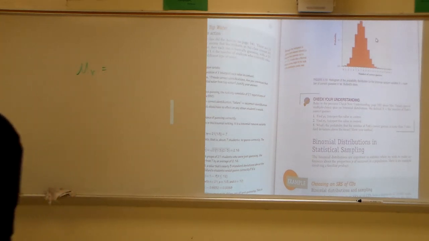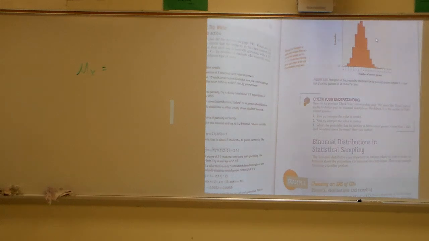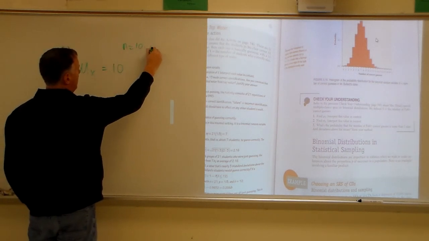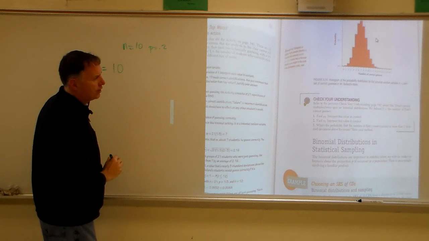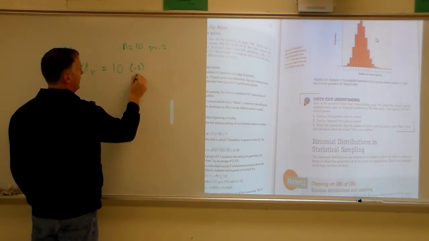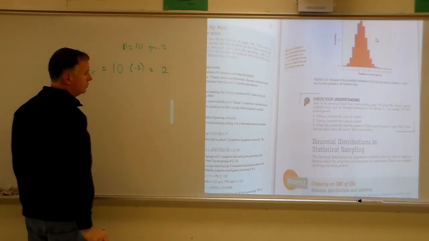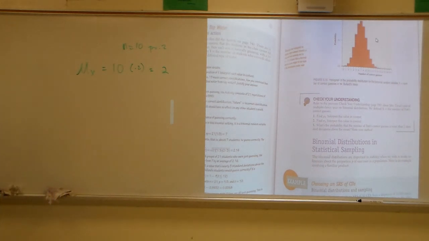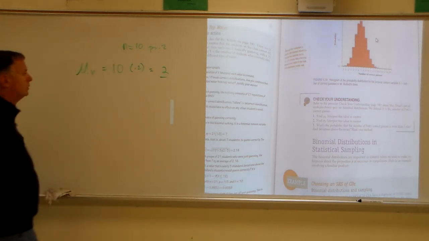Well, you need a little background information for this. We had to go back a little bit, right? So I think there were 10 questions, so n equals 10, and the probability of getting it right on a guess is 0.2, because there are 5 choices. So 10 times 0.2, and that's going to be 2. Okay? So we have to interpret that. We would expect out of 10 multiple choice questions that we would guess correctly 2 times.